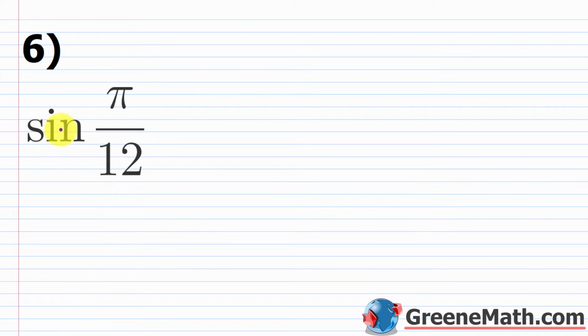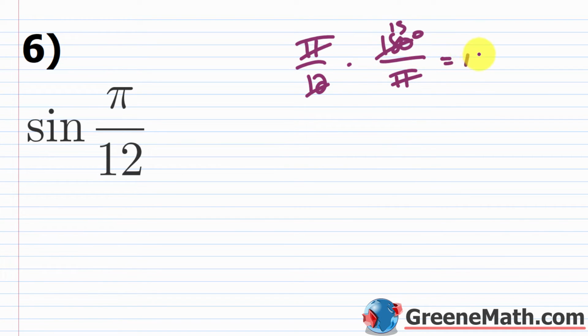So here we have the sine of pi over 12. Now again, if you have trouble working with radians, you can always convert this over to degrees. For these types of problems, it's probably not necessary because all you're doing is doubling this angle and dividing it by 2, right? So you can do the quick conversion if you need to. So this is pi over 12 times 180 degrees over pi. So this is going to cancel. 180 divided by 12 is 15. So this is 15 degrees.